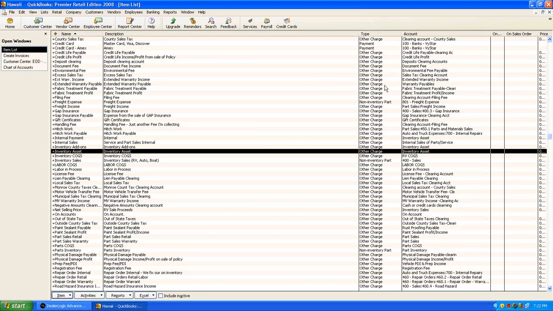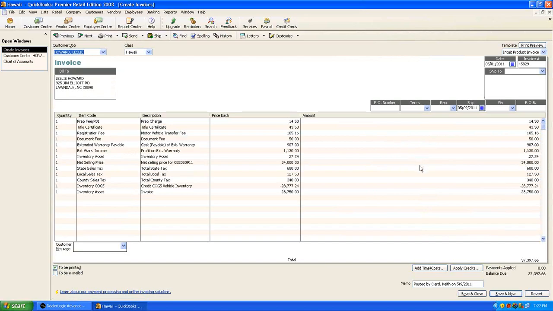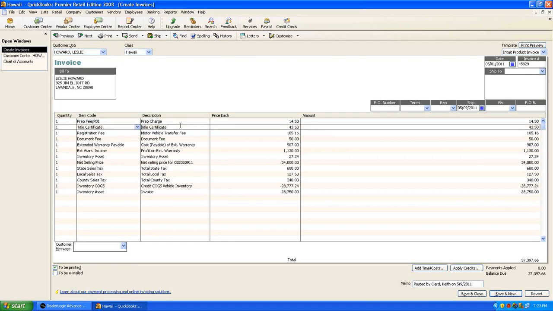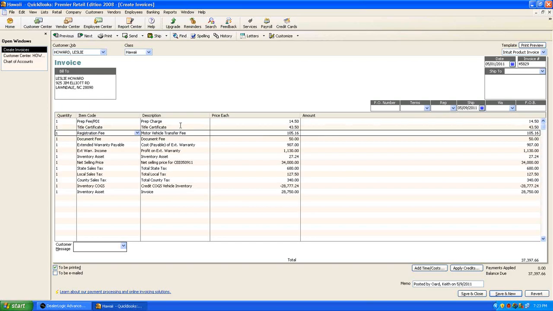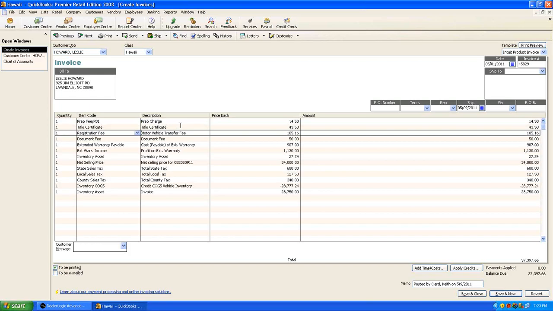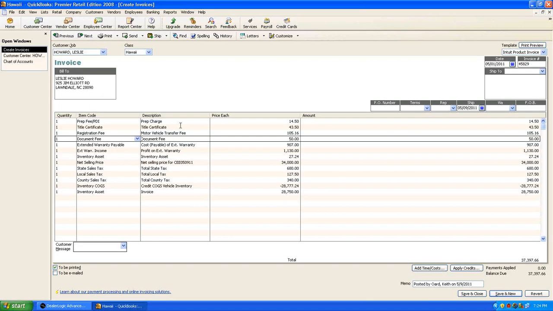Let's now go look at the deal. Mr. Leslie Howard has bought my piece of inventory, and we start off by, we had charged him a prep fee. That was on my item detail tab. We said that was going to be collected and turned around and sent to the appropriate agency, as well as the title certificate and the motor vehicle transfer fee. Excuse me, the prep charge we were going to include as income. The title certificate and the motor vehicle transfer fee we were going to turn around and pay to the state or some appropriate agency. The document fee of $50 we were also going to include as income to the bottom line.